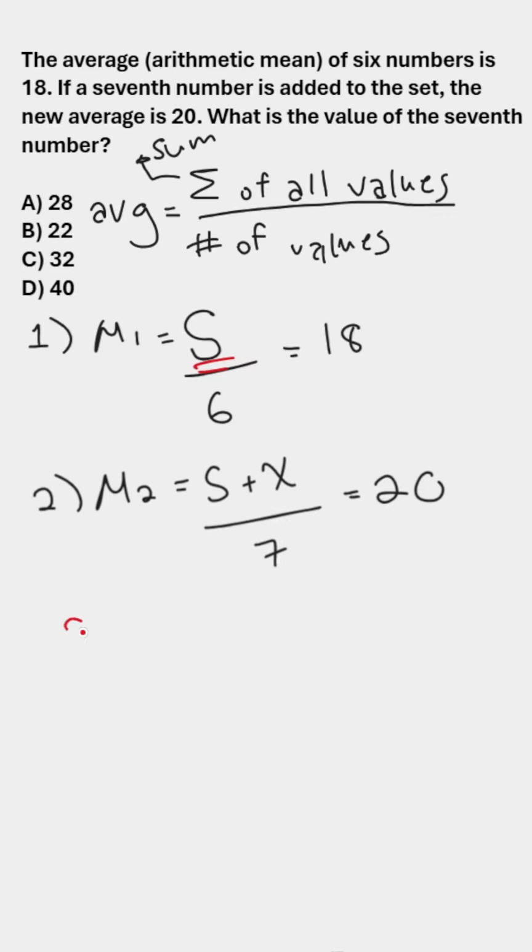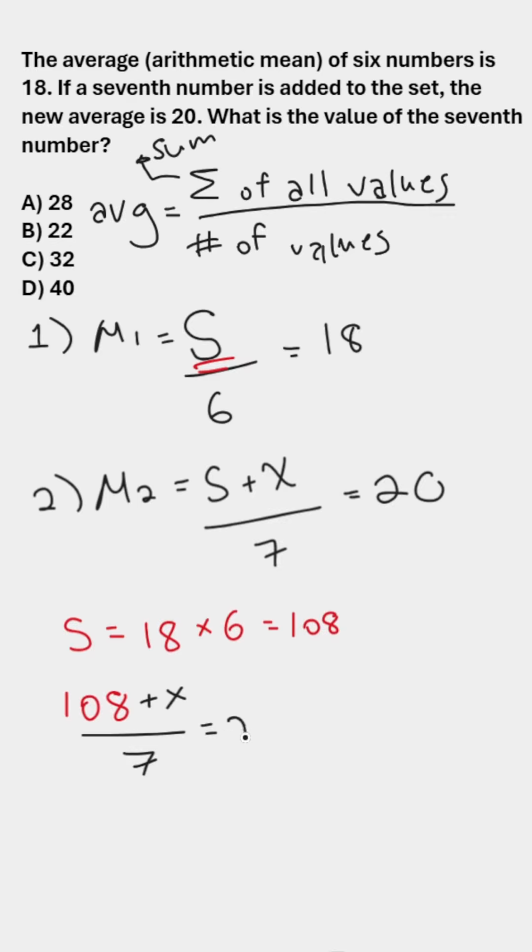Okay, so we're going to say that S is equal to 18 times 6, which is equal to 108. We'll plug that back in. We'll say that 108 plus X over 7 is equal to 20. And using this equation, we can just solve for X.